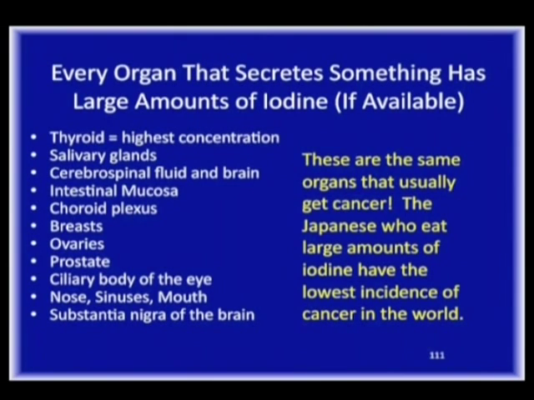Every organ in the body that secretes something needs large amounts of iodine. We're aware, of course, that the thyroid gland uses iodine to make thyroid hormone. However, our salivary glands, our cerebrospinal fluid with the brain, the lining of our intestine, the choroid plexus in our brain, breasts, ovaries, prostate, ciliary body of the eye, nose, sinuses, mouth, etc. All of these things that secrete something need large amounts of iodine. If you look carefully, you'll notice that these are the same organs that normally get cancer. It is also interesting to note that the Japanese, who eat more iodine than anybody on the planet, have the least amount of cancer of anybody on the planet.